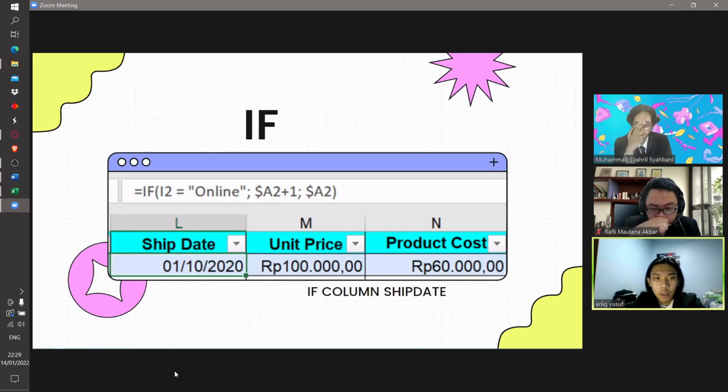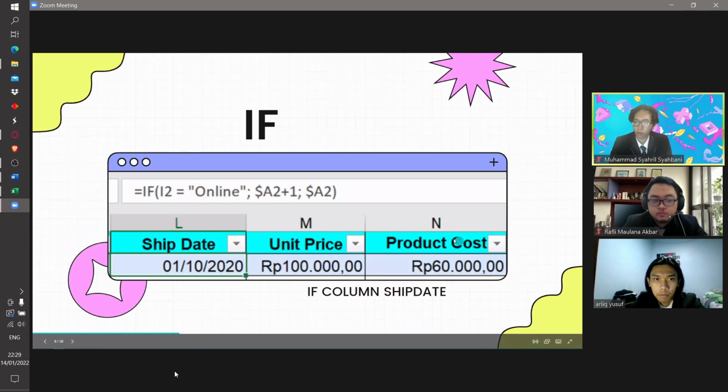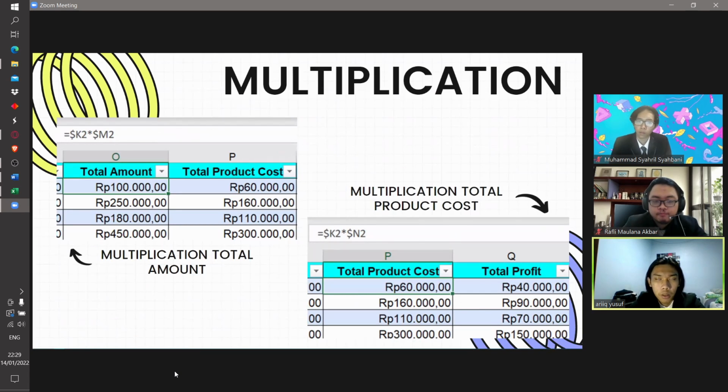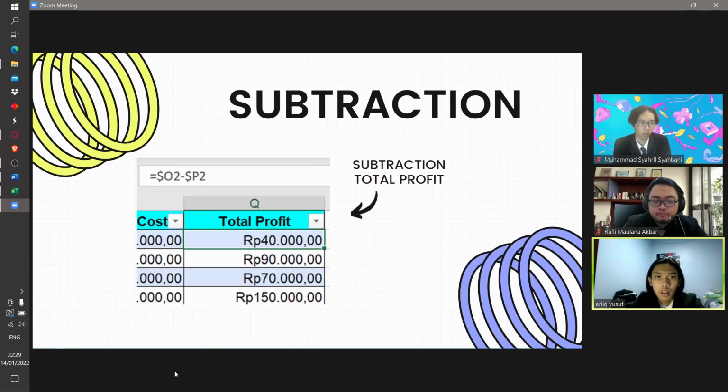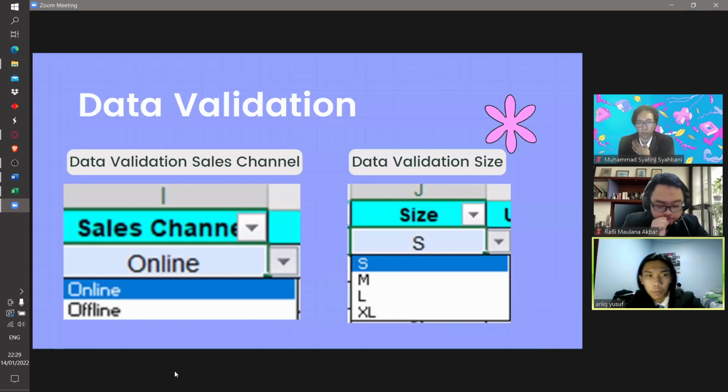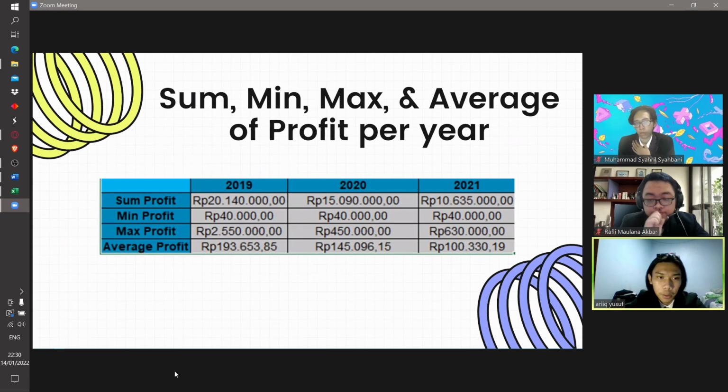If function. We use function if for column ship date. Multiplication. We use function multiplication for total amount and total product cost. We use subtraction function for total profit. This is our summary, minimize, maximize, and average of profit per year. As you can see in this slide, you see sum profit, min profit, max profit, and average profit.